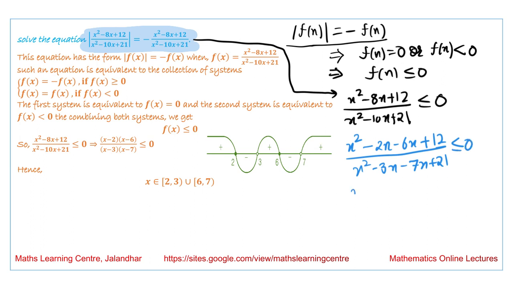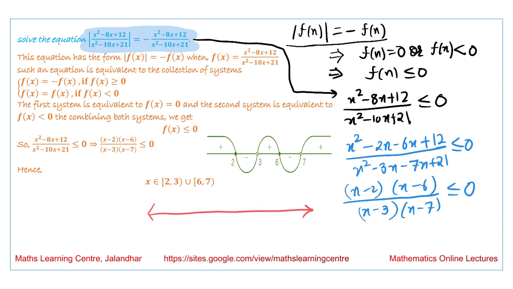So these terms will give us (x−2)(x−6)/((x−3)(x−7)) ≤ 0. By using the wavy curve method, if we plot the line over here, we have the critical points as 2, 3, 6, 7, and the curve starts from positive because the coefficients of x in all these terms are positive.